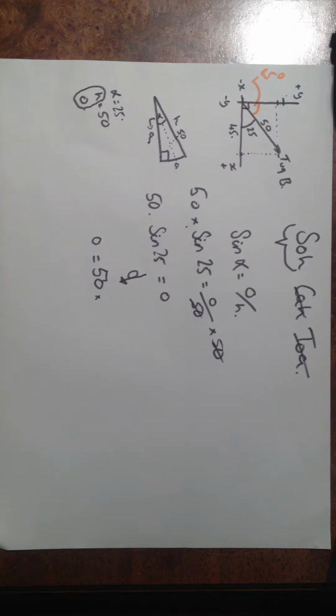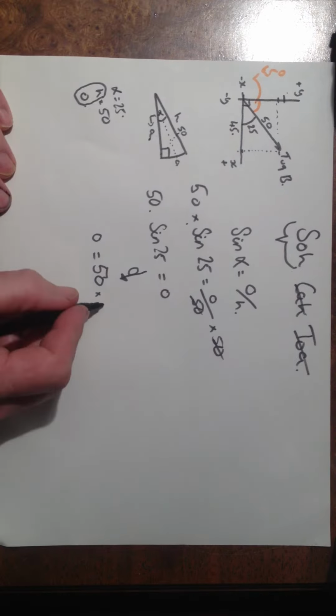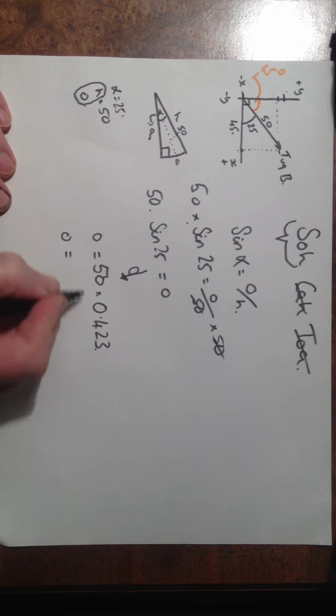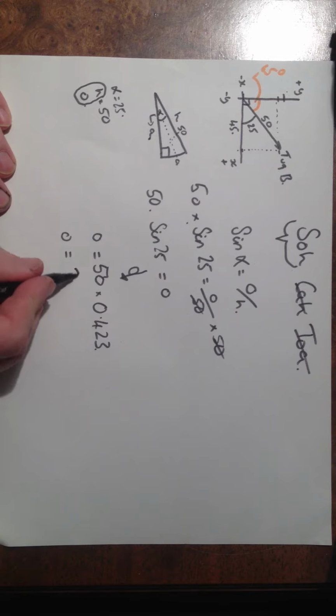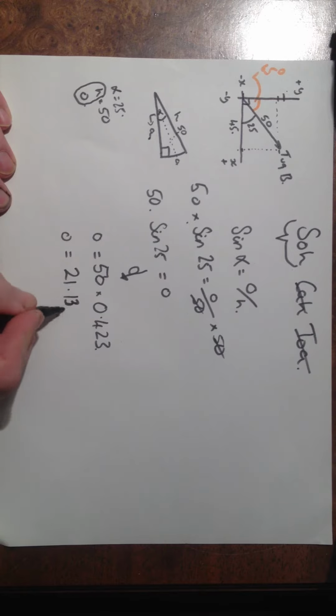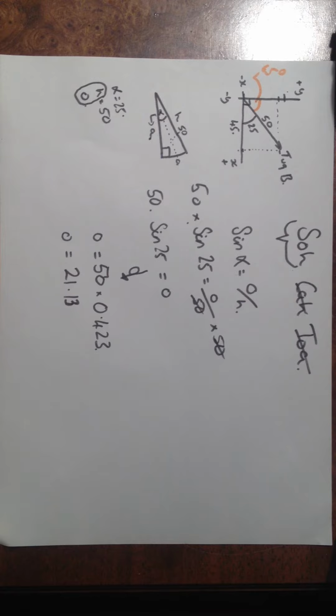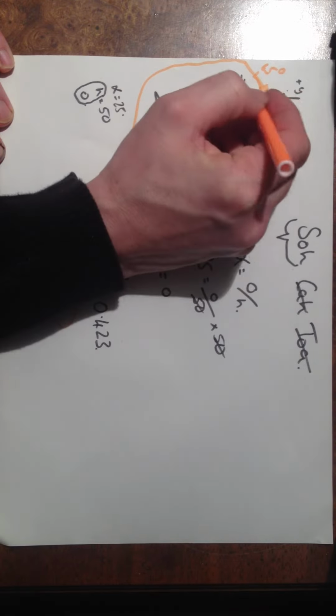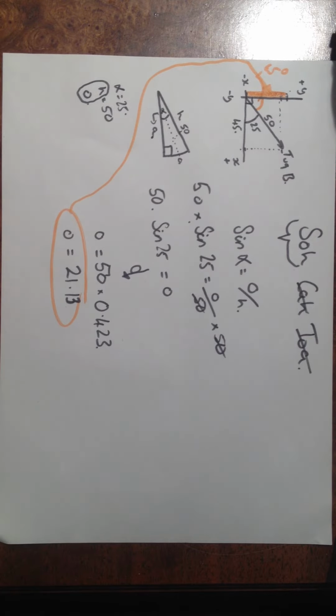times the sine of 25, which is 0.423. So the opposite is equal to 50 times 0.423, which gives us 21.13. And there we go, we found another side. So this here is telling us this length there. Now that we've got all of these figures, we're just going to throw them all together and see what the result is, and we'll catch that in the next clip.